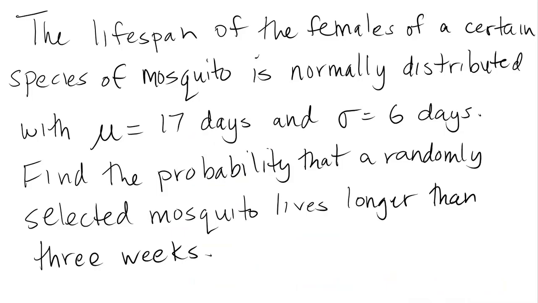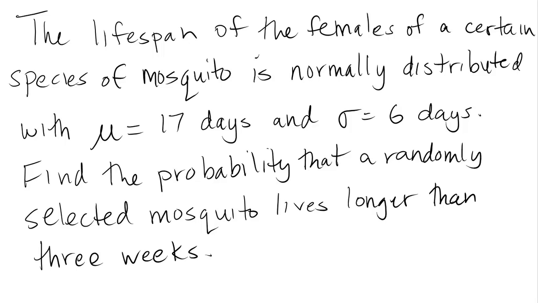Let's look at another. The lifespan of the females of a certain species of mosquito is normally distributed with a mean of 17 days and a standard deviation of 6 days. Find the probability that a randomly selected mosquito of this species and female lives longer than 3 weeks.